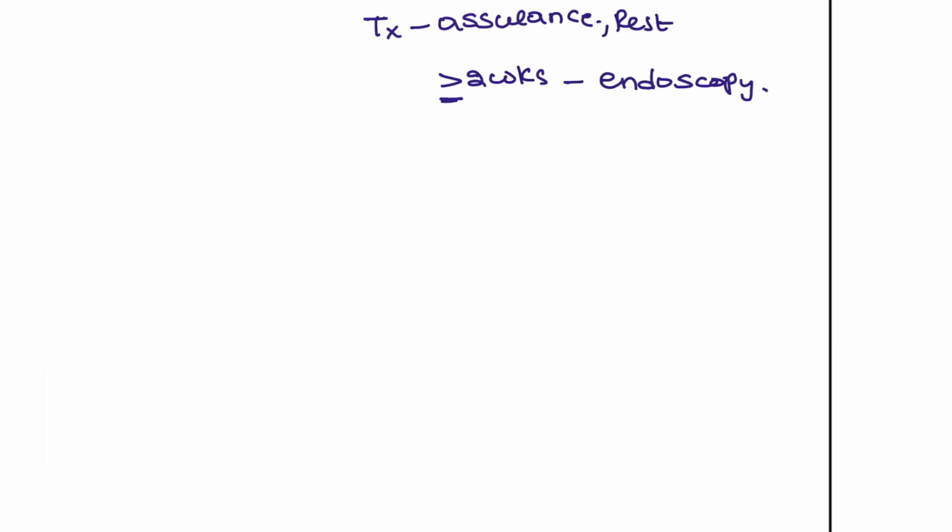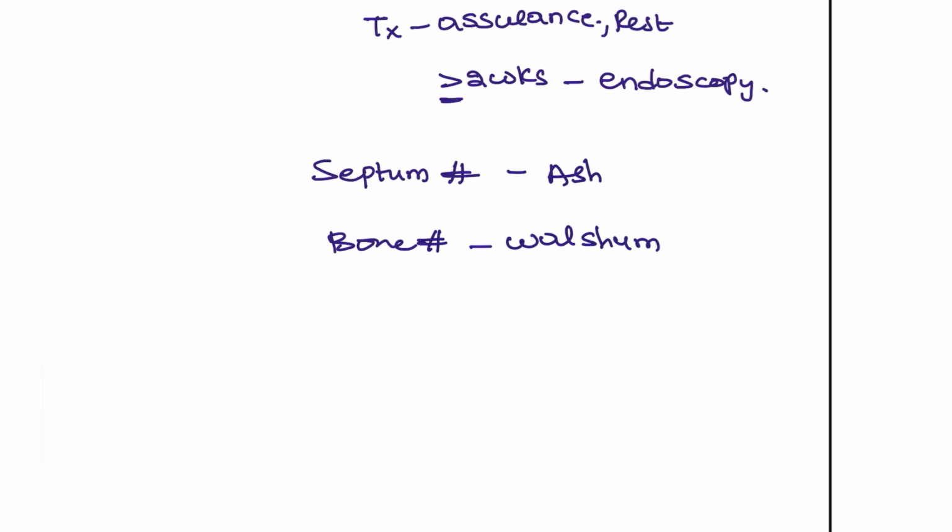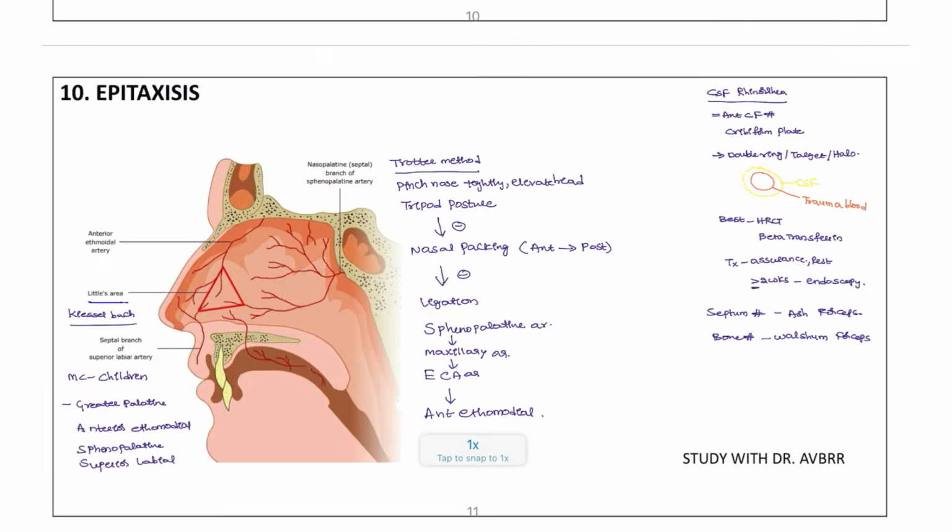Next, if you want to treat a septum fracture or a bone fracture, you use the Asch forceps for the septum, and here we use the Walsham forceps for the nasal bone. This can also be a potential question. Right, done with the nose.